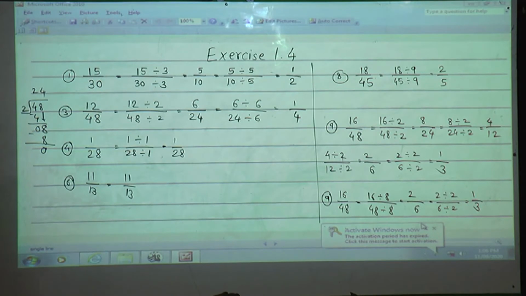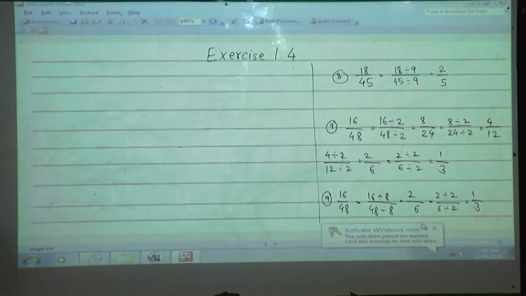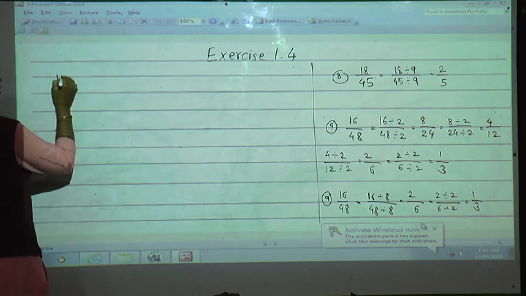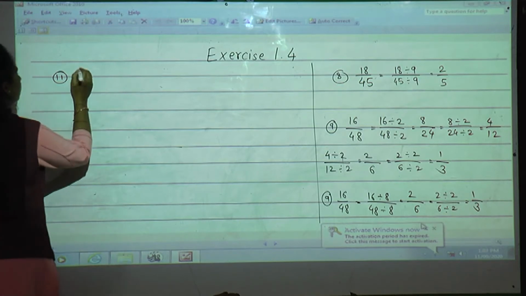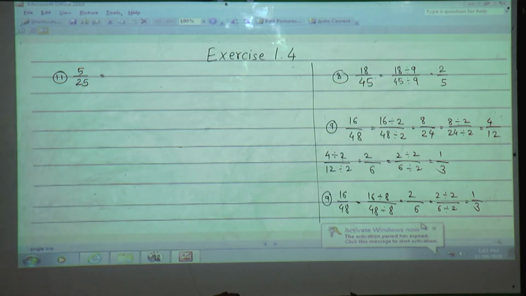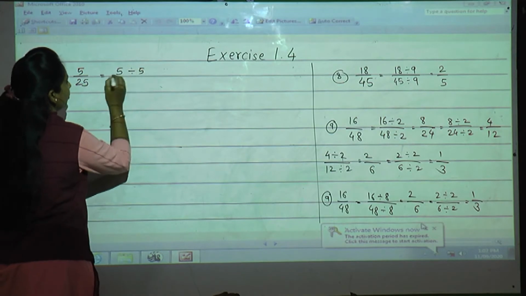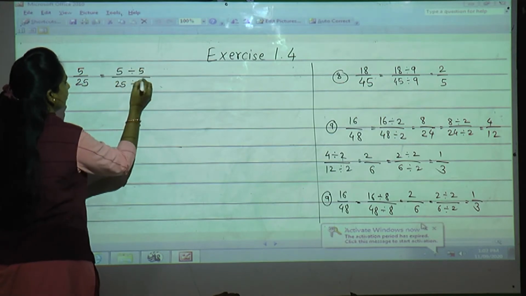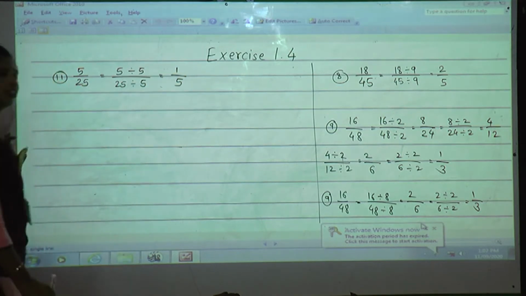Okay? Clear? Yes. 2 more examples I will solve for you. I will solve the 11th one. What is the 11th one? 5 upon 25. Now see, 5 upon 25. In which table will both the numbers come, students? See, in the 5 table, isn't it? We have to divide both the numbers by 5. 5 ones are 5, 5 fives are 25.